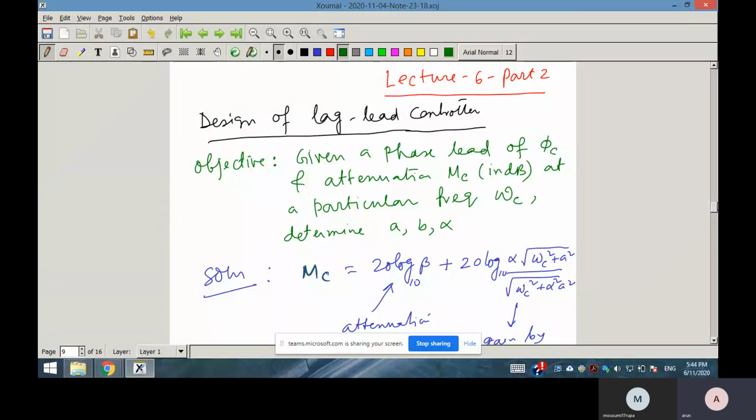So lead controller will provide phase lead as well as gain amplification. Lag controller's main objective is to provide gain attenuation. Of course, a little bit of phase lag will also be provided in this process. And for the lag lead controller, the objective is to provide gain attenuation and phase lead together. So that is a contradictory objective we will meet using the lag lead controller. Okay. Thank you.